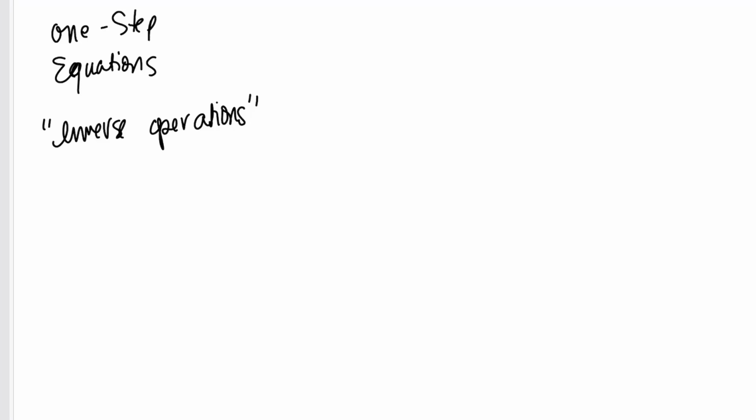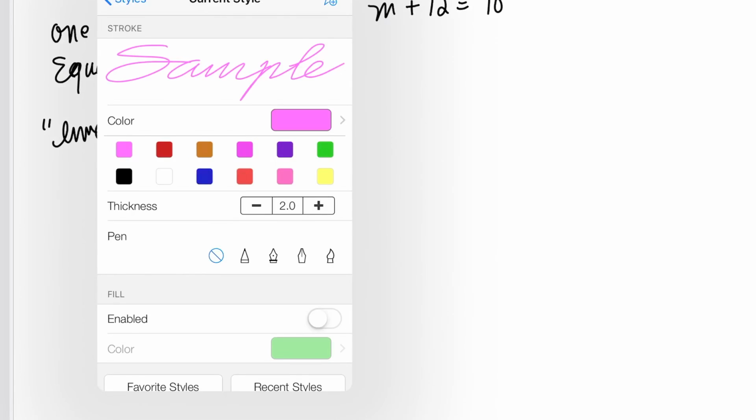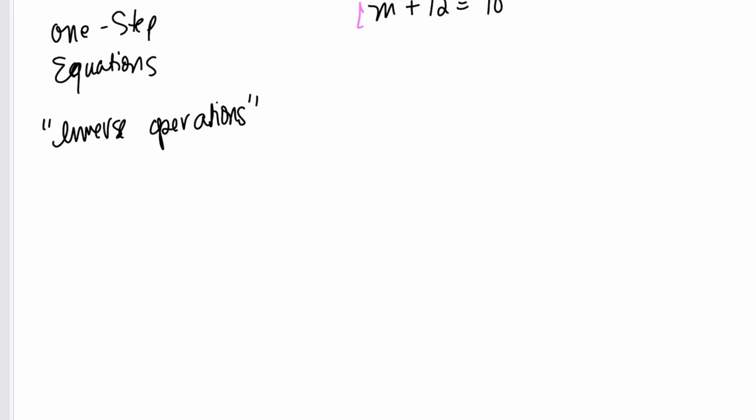Let's say, for example, we have a problem that looks like this: m plus 12 is equal to 10. Now, in order for me to solve this, I want to find out what m equals. That means it should be m is equal to some value.